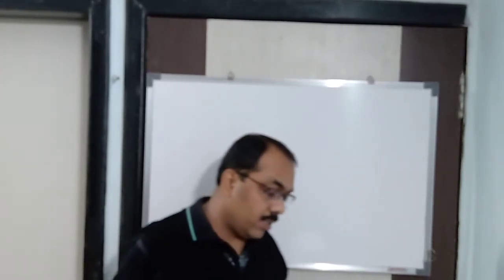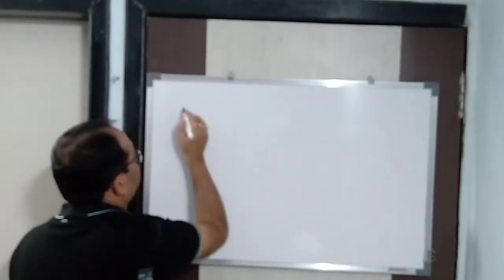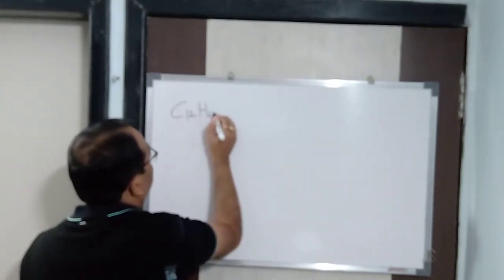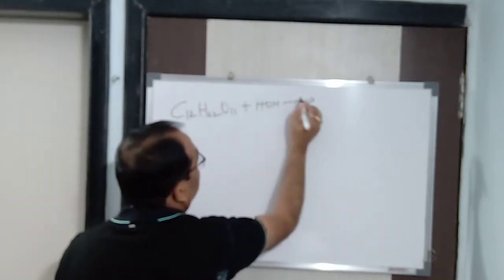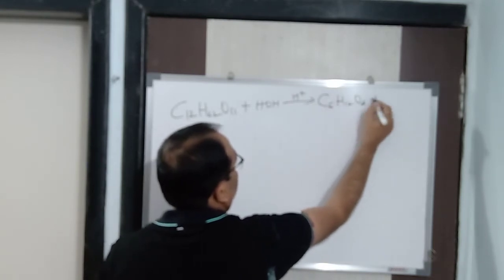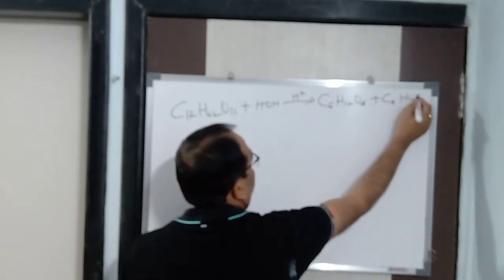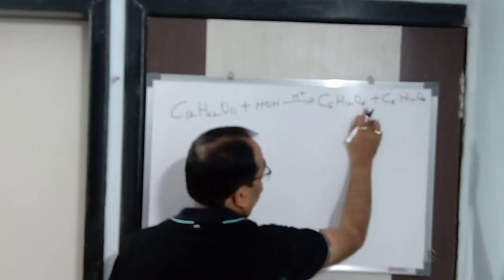Now, coming to the preparation of glucose, as I said, from sucrose, how will you prepare it? That is C12H22O11 plus HOH in presence of H plus. What will it give you? C6H12O6 plus C6H12O6. One is your glucose, another is your fructose.